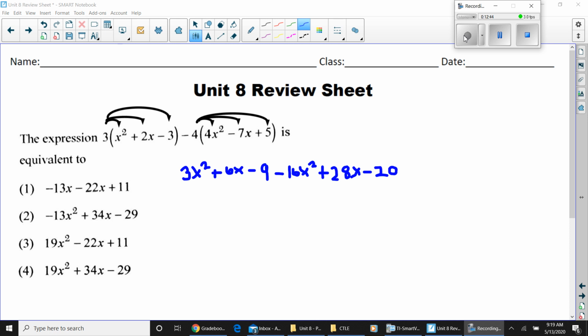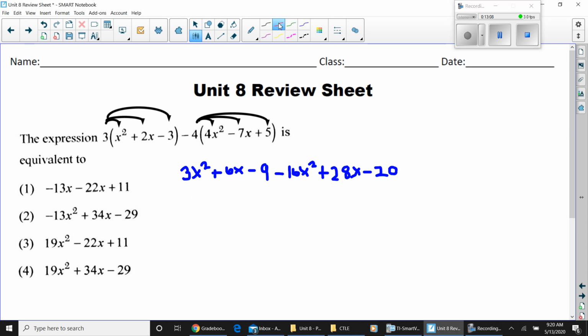Okay, so I distributed that 3. 3 times x squared is 3x squared. 3 times positive 2x is positive 6x. And 3 times negative 3 is negative 9. Then I have negative 4 times 4x squared is negative 16x squared. Negative 4 times negative 7x is positive 28x, and then negative 4 times a positive 5 is a negative 20.